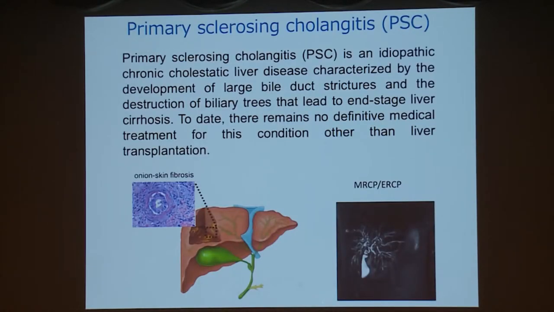So primary sclerosing cholangitis, PSC, is an idiopathic chronic cholestatic liver disease characterized by the development of large bile duct structures and the destruction of biliary trees that lead to end-stage liver cirrhosis. To date, there remains no definitive medical treatment for this condition other than liver transplantation.